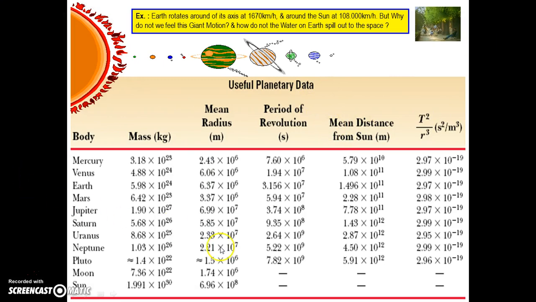Now, in this table, there are the planets, the mass of the planets, the radius of the planets, and the period of revolution around the Sun. And also, this constant, can you see, is approximately the same for all planets.